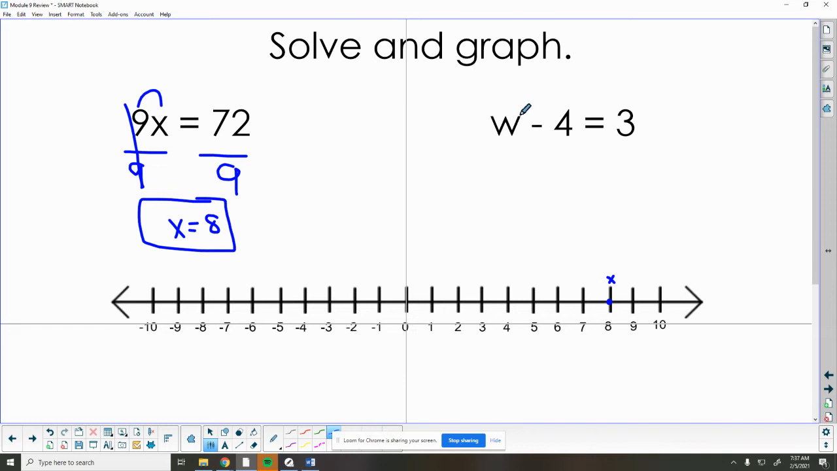Here we have w minus 4 equals 3. So I need to get w by itself. So I have negative 4. So I want to balance that out to 0. So I'm going to add on 4. But I have to do it to both sides to keep it balanced. So this is 0. So w equals 7. So I'll just come down here, graph that, and say this is w. So we're not having to see which way the arrow goes because it just equals. That's the only thing, w is 7, that is going to make that be true.